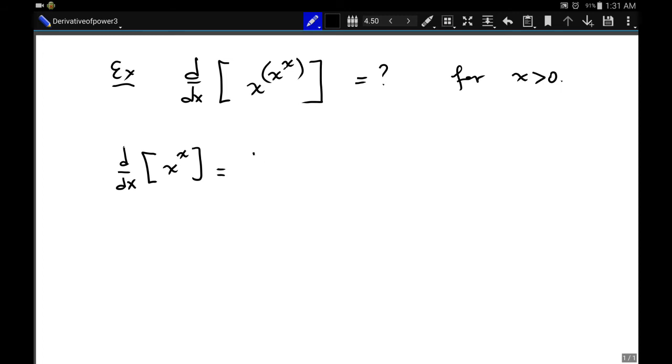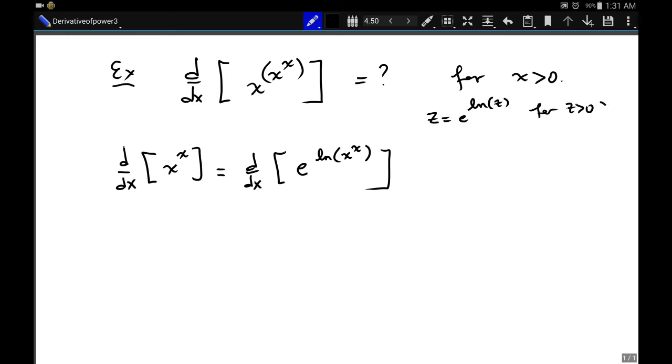Because x is positive, I can write this as e to the ln of x to the x, using z equals e to the ln z for z positive. So if I move this x to the front, this is e to the x times ln x.